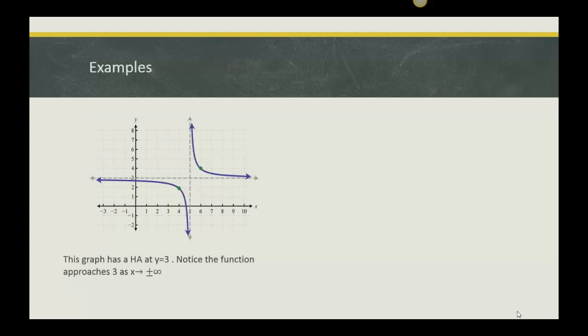All right, again, let's look at a picture. This graph has a horizontal asymptote at y equals 3, pretty easy to see. Notice that the function approaches 3 as I'm going toward positive infinity on the right and negative infinity on the left, but this is an end behavior kind of thing. The points I get in the middle don't really matter. When I'm looking at the asymptotes, I'm looking at the ends.